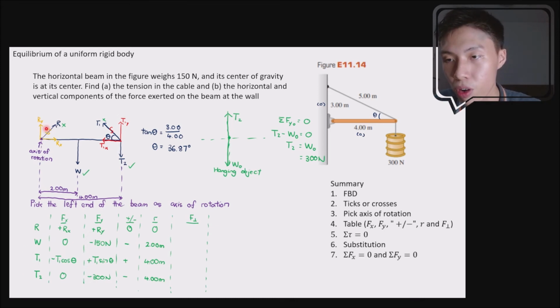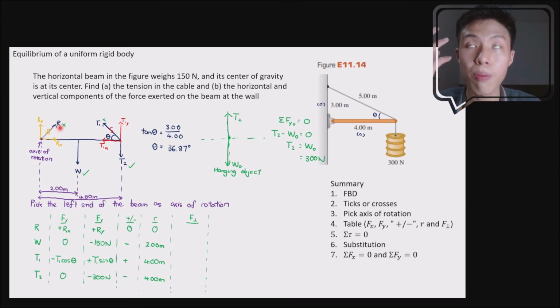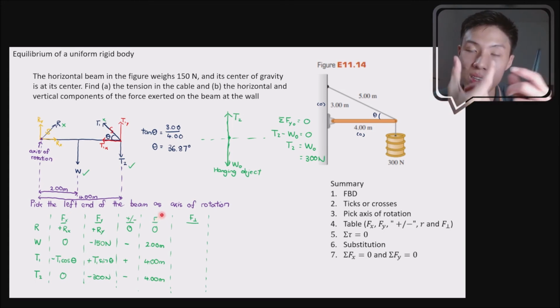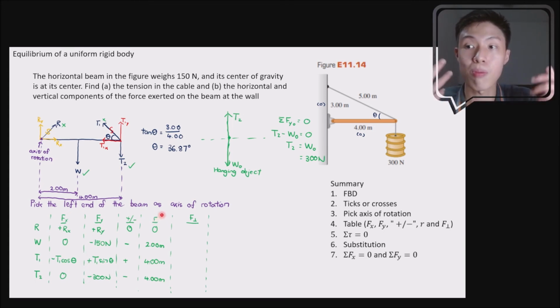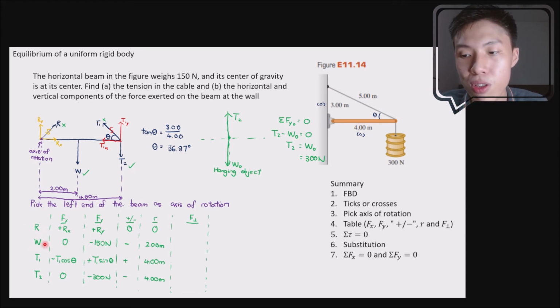For the reaction force, you have to find the component of force that is perpendicular to the r vector, but r here is 0. If your r is 0, how do you find the perpendicular to r? If your r is 0, there's no vector for r, so you cannot find the perpendicular component. You cannot find the component of force that is perpendicular to r because there's no r for reaction force. Okay, let's move on to weight.